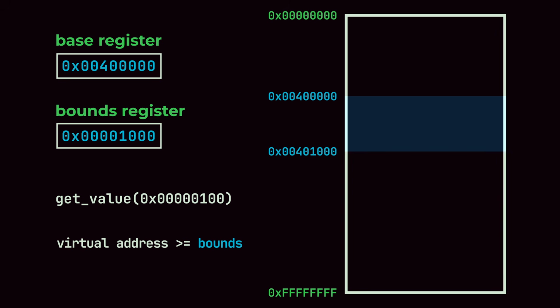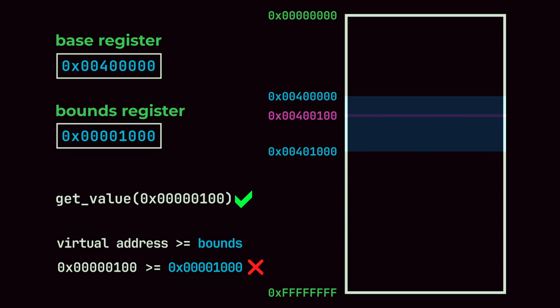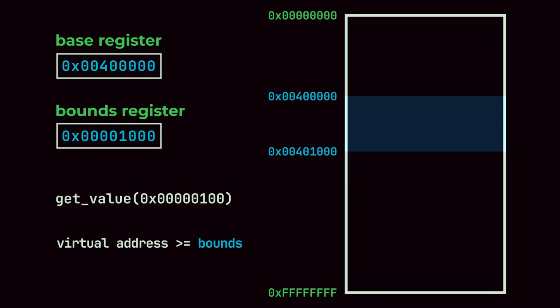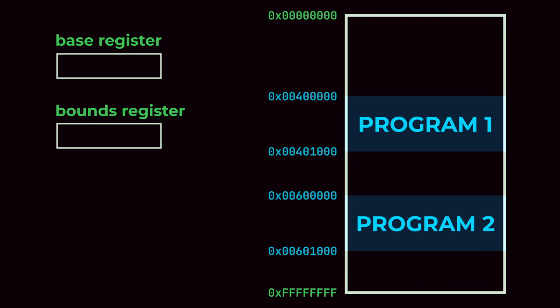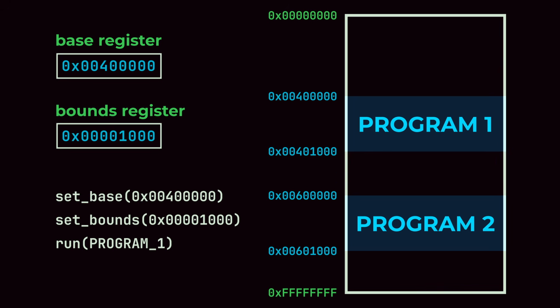For example, if we try to access this address, the MMU finds that the address is not larger than the bounds and allows the access. If we, on the other hand, try to access this address, the MMU recognizes that it's larger than the bounds and raises an exception. But how can we implement memory protection with that? Well, what we could do is to simply define a separate region for each program. And then, before we run a program, we set the base and bounds registers to the program's region. And if the program then tries to access memory outside its region, well, it fails to do so.